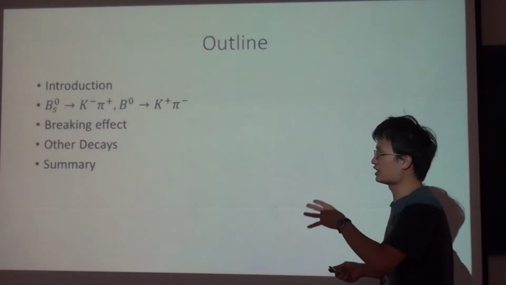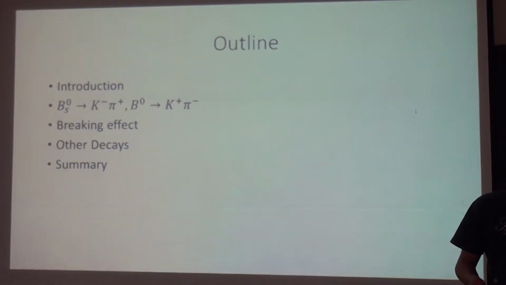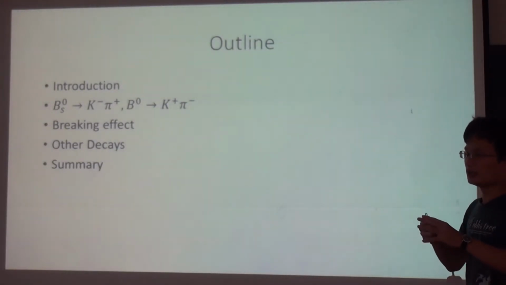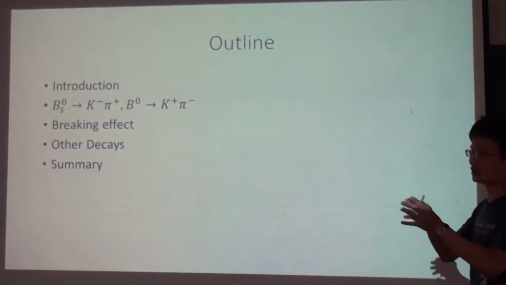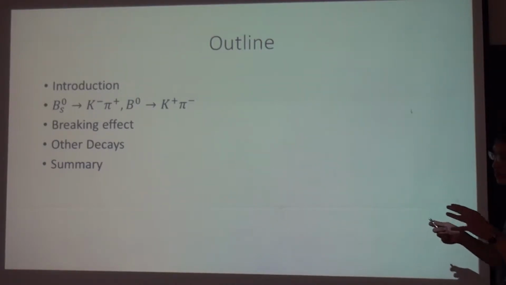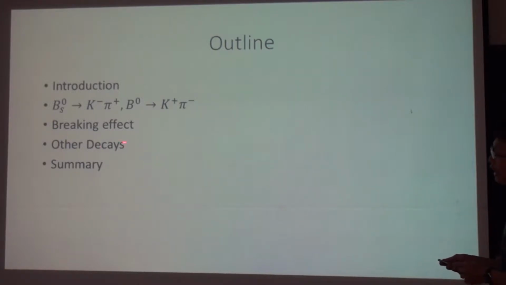First, I will give some introduction about what is CP violation, because this research has a strong relation with the CP violation. And now I will talk about these two processes, the meson decay to kaon and pion, which motivate us to study this paper. And then I will give an estimate for the breaking effect on SU(3) flavor symmetry. Then finally I give the similar relation for other decays, and finally give a summary.